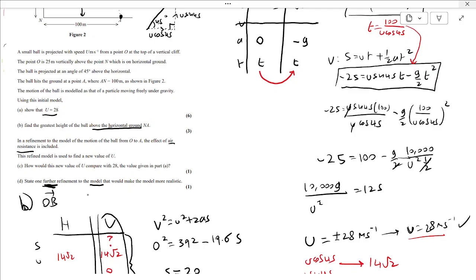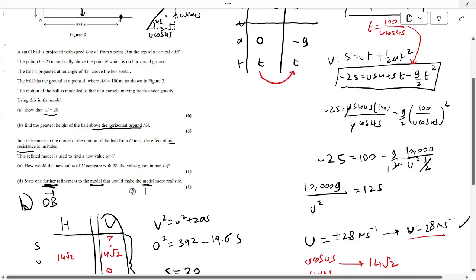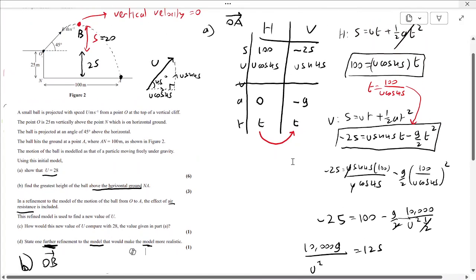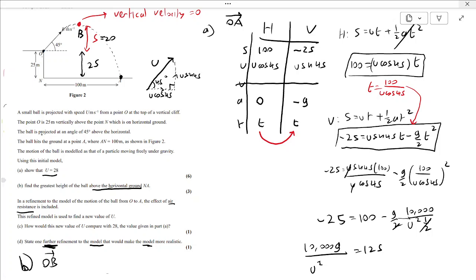These questions are always pretty nice, because it says refinement to the model that makes the model more realistic. 9 times out of 10, at least, you can just look for the word model in the question. So where does it talk about the model in the question? Going very carefully. In this 5th line here, the motion of the ball is modelled, so look for the word model. Whenever it asks about refinement to the model, it's modelled as a particle, that's one thing, and it's moving freely under gravity. That kind of gives us another clue.